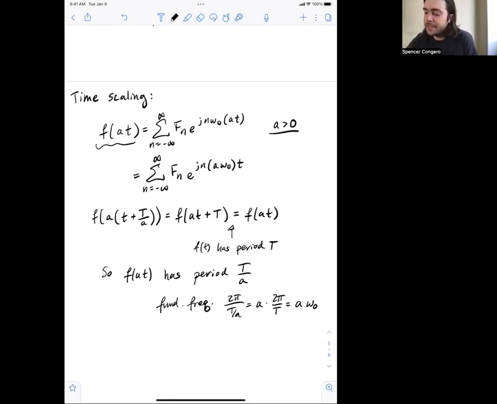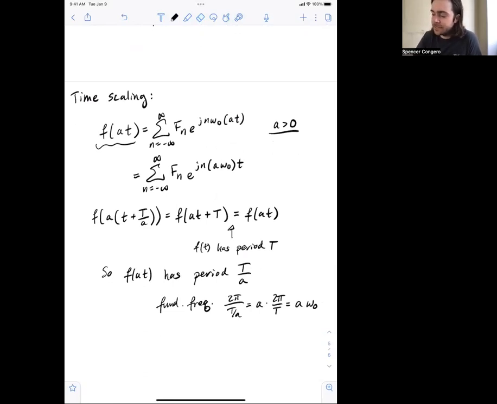So overall, what's happening? Well, when I scale the time argument by a, what happens to the period and the fundamental frequency? The period gets divided by that a, and this is for a positive a, and the fundamental frequency gets multiplied by it. So that's how affecting the time argument changes the period.